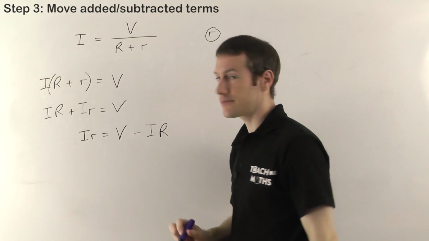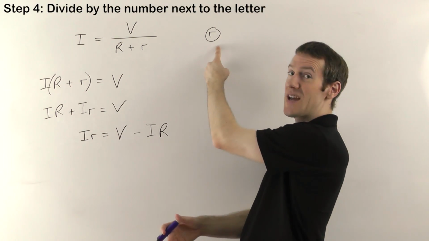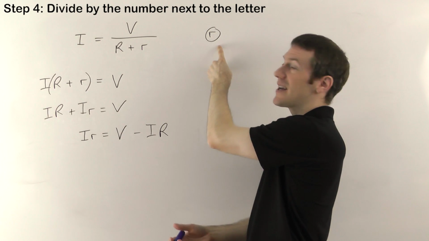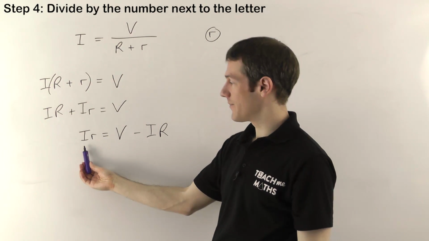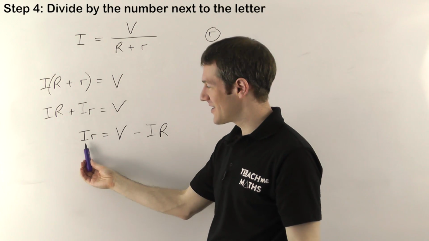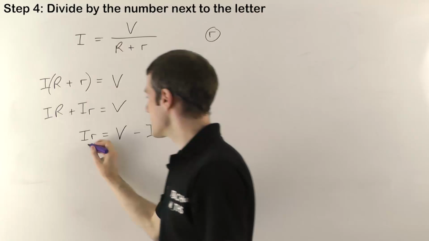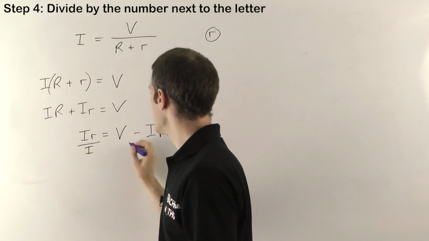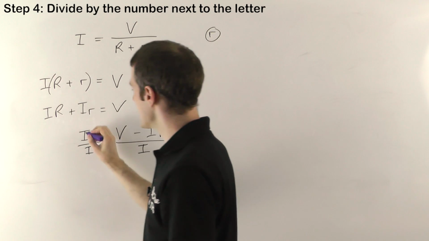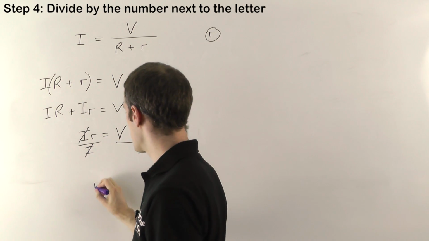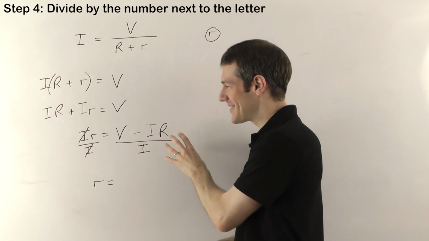The final step then, you divide by the number next to the letter. The letter we care about is the little r, so the number next to the little r, here's the little r, is I. Remember these are all numbers, that's the thing next to the little r, that's what we divide by. And we divide everything by the I. So you divide by I on the left, and you divide by I on the right. The reason we do that is because these i's will cancel, which leaves you with the little r by itself. Don't try and mess with the other side, leave it as it is.